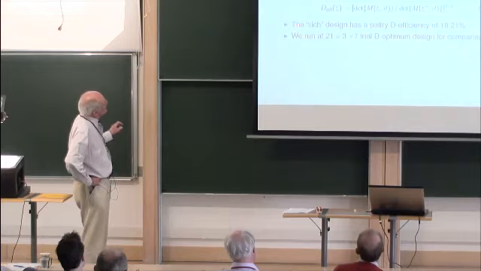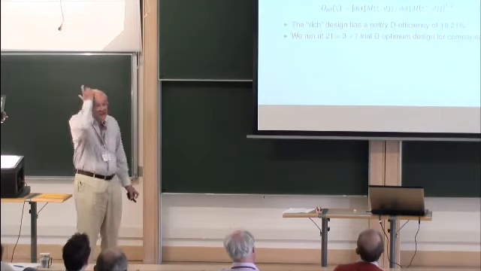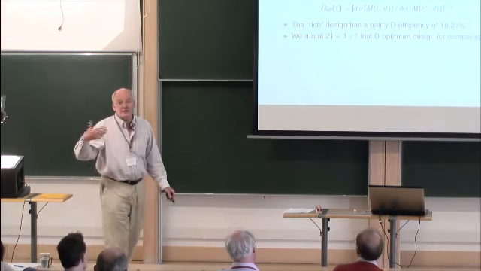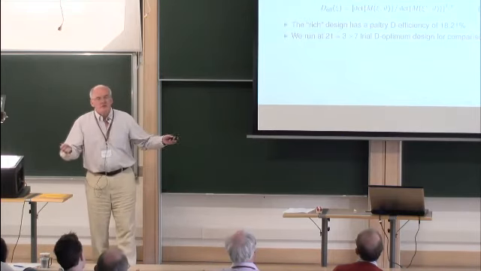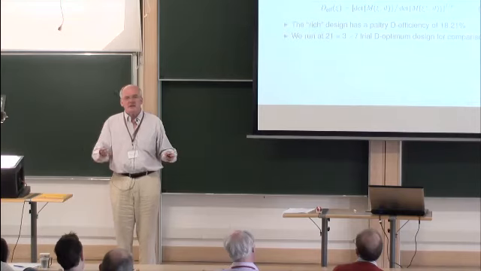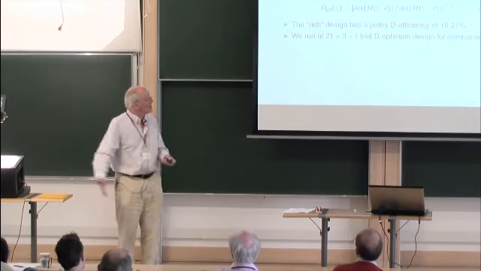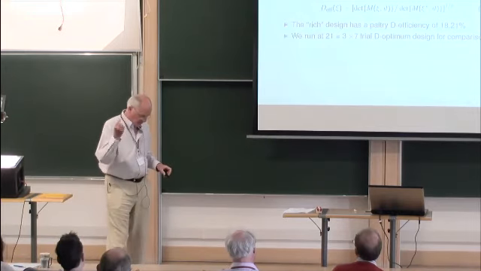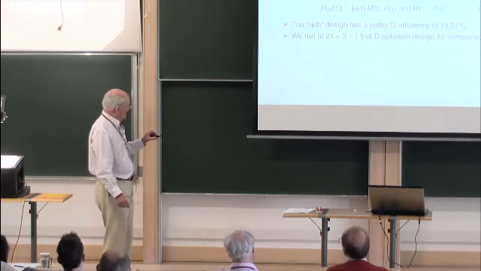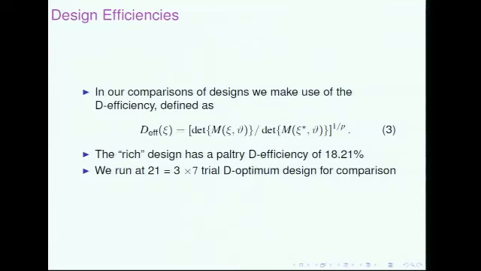The rich design has a paltry d-efficiency of 18.21% compared to the d-optimum design. And we then, to show, I mean, we're all statisticians here. If Valeria stands up and says that d-optimum efficiency is 18%, we all believe it. However, in order to convince chemists, non-statisticians of this, we ran an experiment with 21 trials instead of 120, and this should have just about the same efficiency because this is 18%, and I suppose 18% of 120 is close to 21.